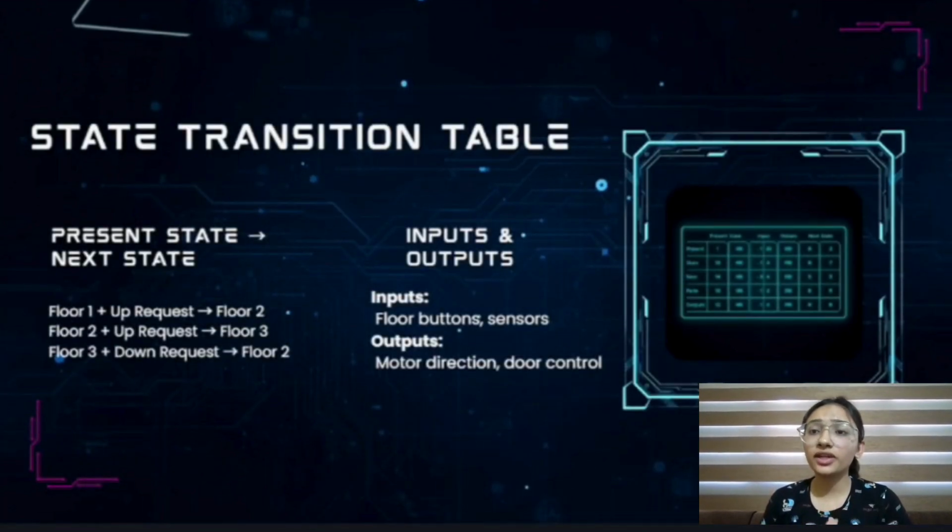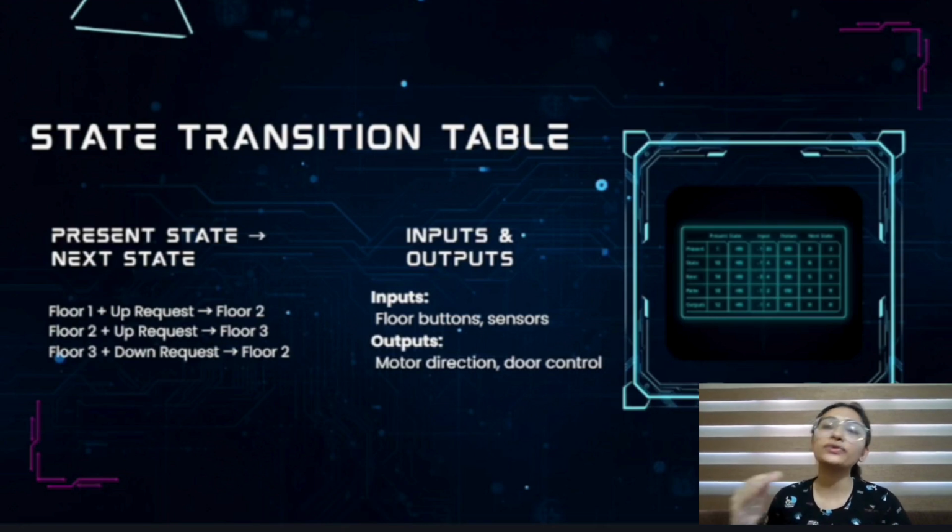So this is the state transition table, which defines how the elevator moves between the floors. For example, if the elevator is on the first floor and receives an up request, it moves to floor 2. If it is on floor 3 and receives a down request, then it moves to floor 2. The controller uses this table to determine the next floor, motor direction, and the door operation. This is the logical decision-making part of the elevator system.